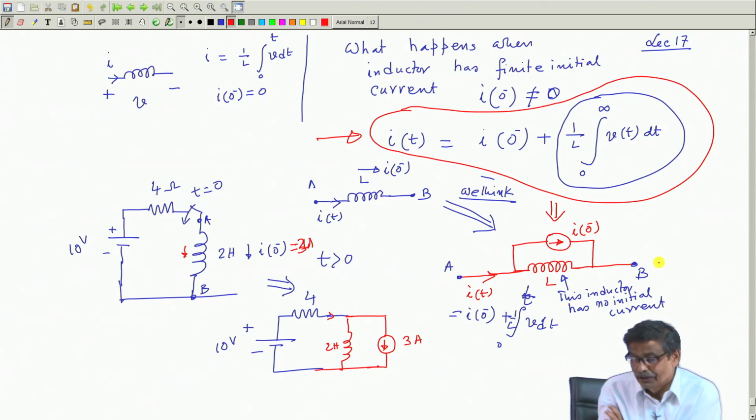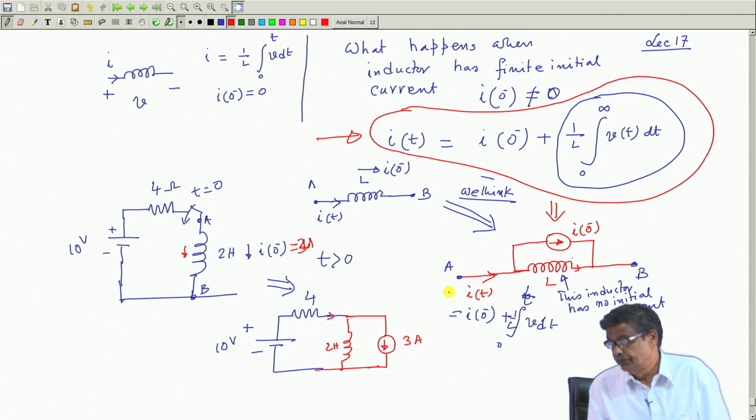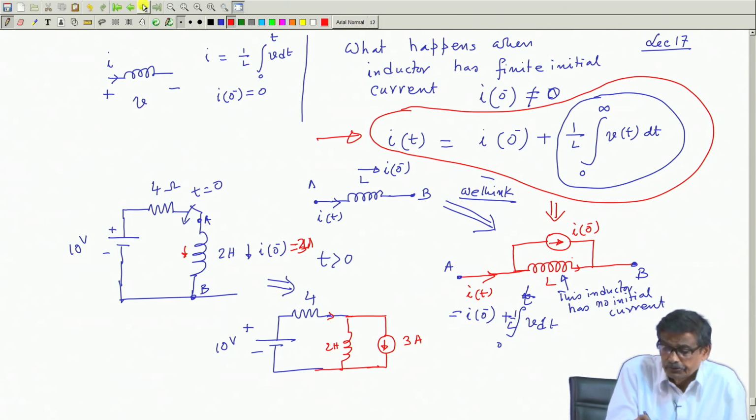But in your actual circuit the inductor current is I(t). So, in this circuit there will be some current when you solve it. This current is not the current you are looking for. Do not forget to add this current with I0 minus to get it. I hope you have got the point. So, an inductor with initial current can be modeled between two terminals A and B as the inductor without any initial current, and across it there is a current source. I hope you have understood.